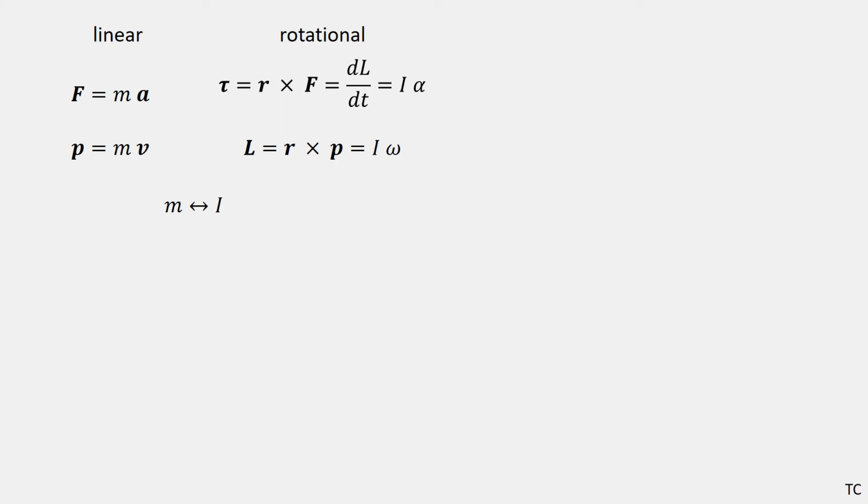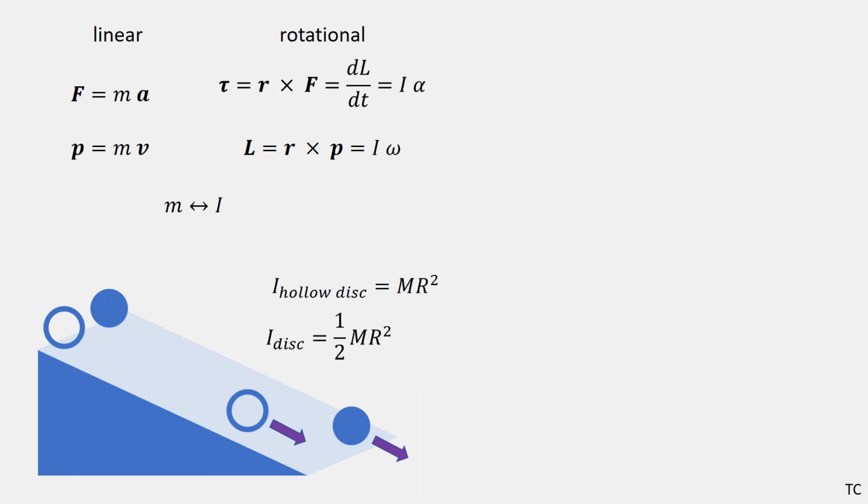So just as something that is more massive or has more mass is harder to push or lift, something with a higher moment of inertia is harder to rotate. And to give a clearer picture of this, we can look at what would happen if we had two disks at the top of a ramp.